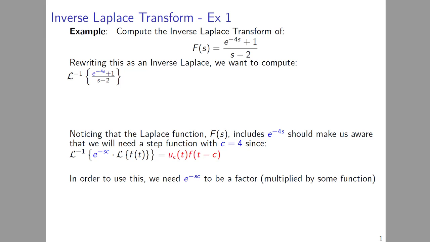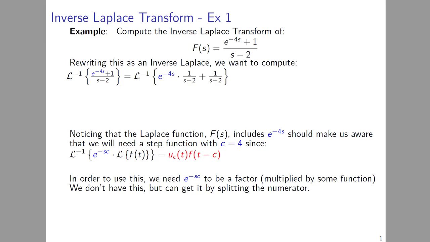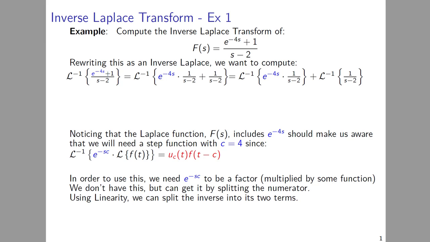We don't have this yet because we have e^(-4s) + 1 in the numerator. But we can split the numerator and write this as e^(-4s) times 1/(s - 2) plus 1/(s - 2). And using linearity, we can split this up as the Laplace inverse of e^(-4s) times 1/(s - 2) plus the Laplace inverse of 1/(s - 2). Now in that first term, we will directly be able to use a step function.